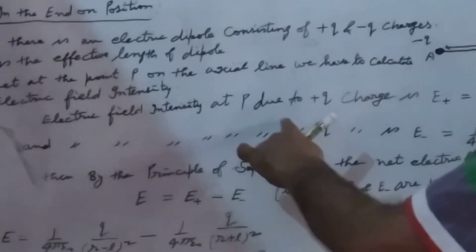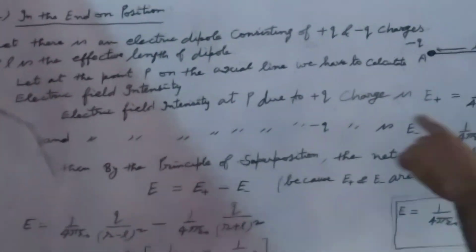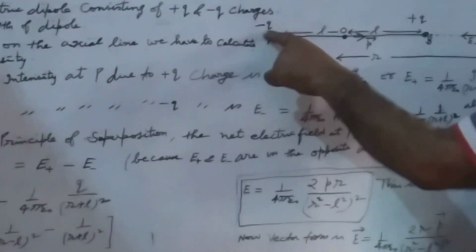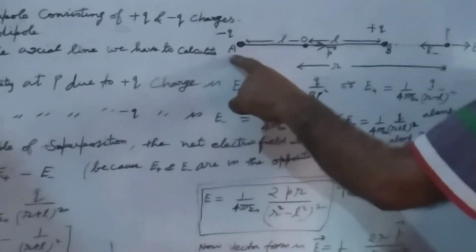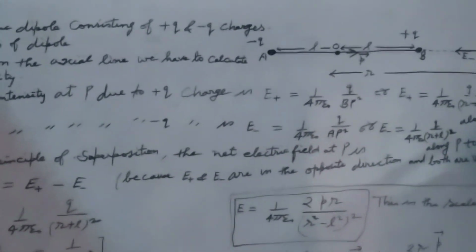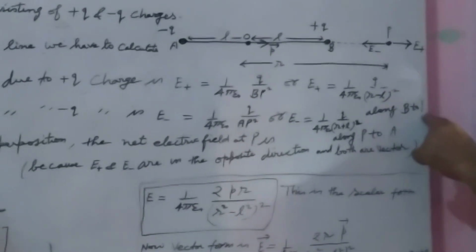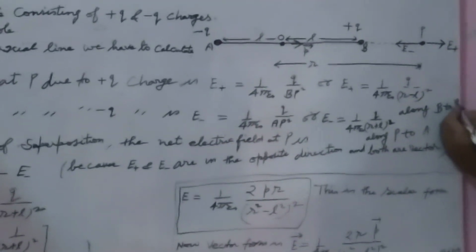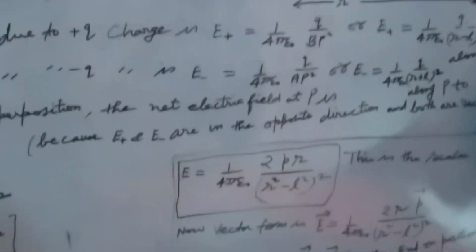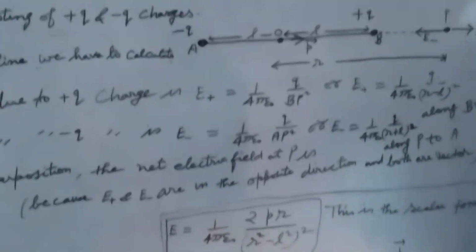In the same way, electric field intensity at P due to minus Q charge is E minus equals 1 upon 4 pi epsilon naught Q upon AP square, because the negative charge minus Q is kept at A. So A to P means AP square, which is Q upon (R plus L) whole square. E plus is along B to P, and now E minus is along P to A.